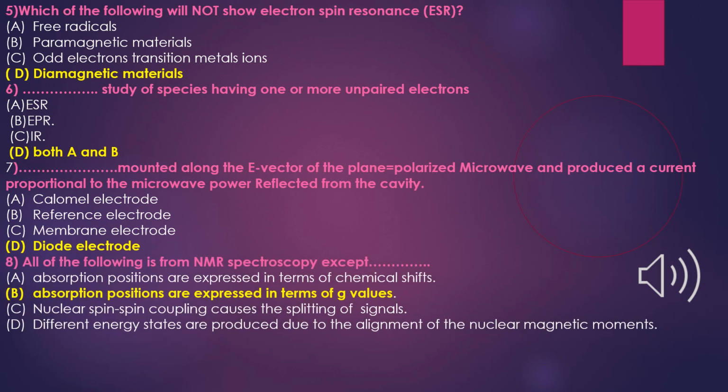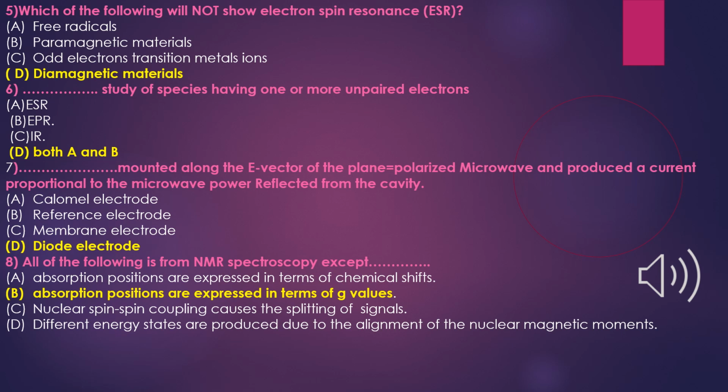5. Which of the following will not show electron spin resonance ESR? A. Free radicals, B. Paramagnetic materials, C. Odd electrons, transition metal ions, D. Diamagnetic materials. The answer is D. Diamagnetic materials. 6. Study of species having one or more unpaired electrons: A. ESR, B. EPR, C. IR, D. Both A and B. The answer is D. Both A and B.